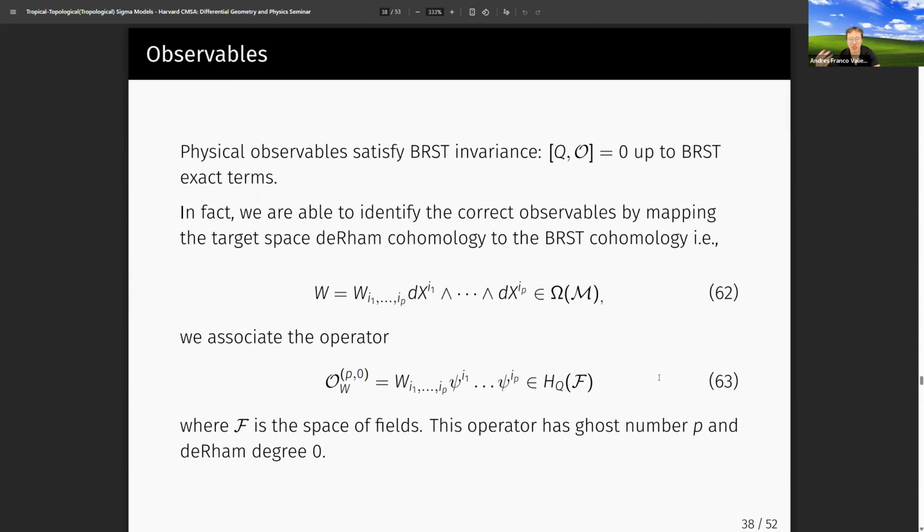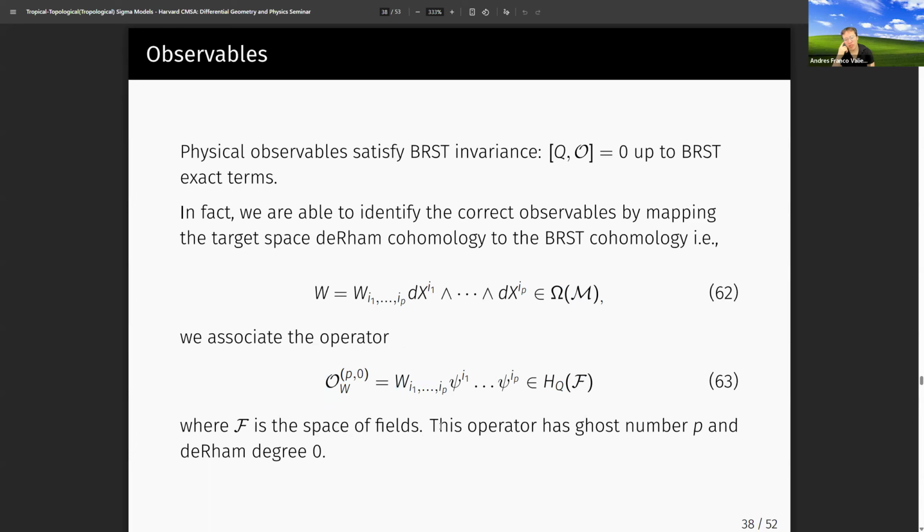And so the way in which we can construct this is by looking at the natural space of geometric objects that we have. In the target space, we actually have the de Rham cohomology. What we're going to do is map that to something that we call the BRST cohomology by taking any differential form in the target space M and assigning it an operator on the space of fields. Remember, these psi's are Grassmann odd vector fields, fields that we want to integrate over in the path integral. And so the components of this operator are going to be the components of the differential form in the target space. That's how you construct this.